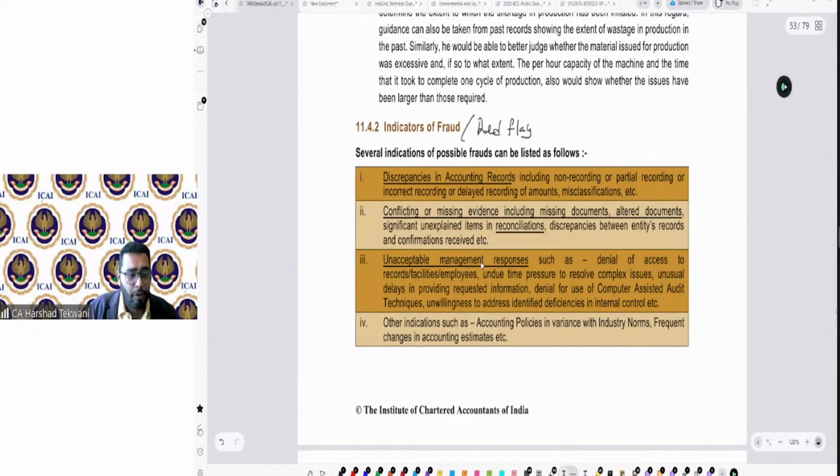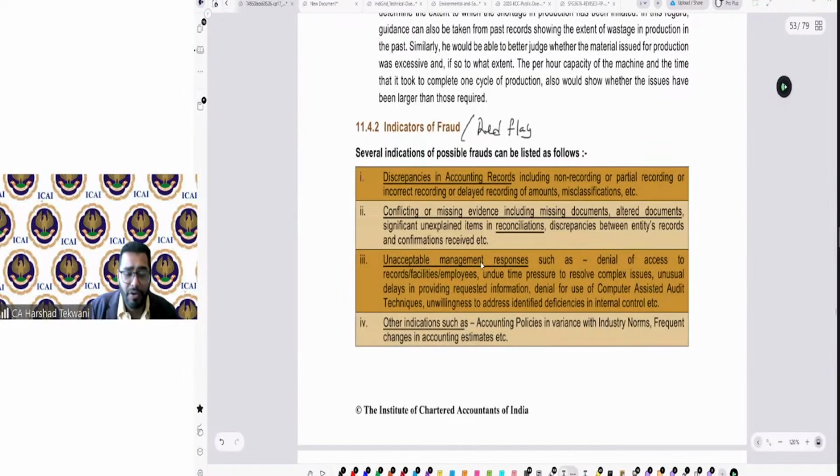Unacceptable management response, for example, denial of access. Management is not allowing you to send debtors' confirmation or bank confirmation, or management is not allowing you to count inventory or do a physical count of fixed assets at a particular location.